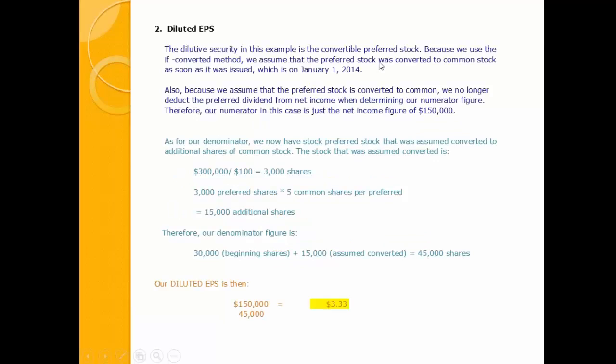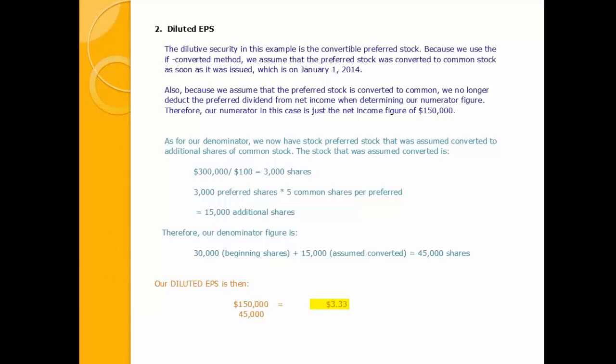The dilutive security in this example is the convertible preferred stock. Because we use the if converted method, we assume that the preferred stock was converted to common stock on January 1st. Also, because we assume that the preferred stock is converted to common, we no longer deduct the preferred stock dividend from net income when determining our numerator figure. Therefore, our numerator in this case is just the net income of $150,000.